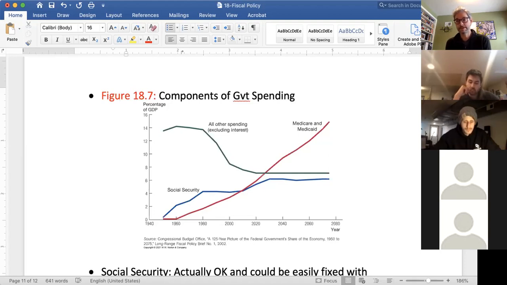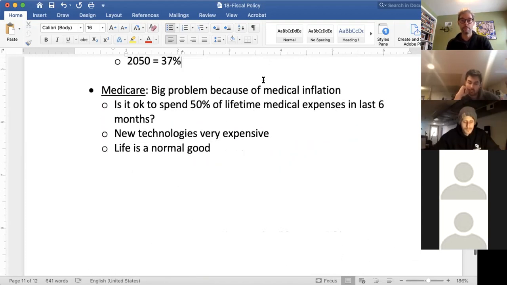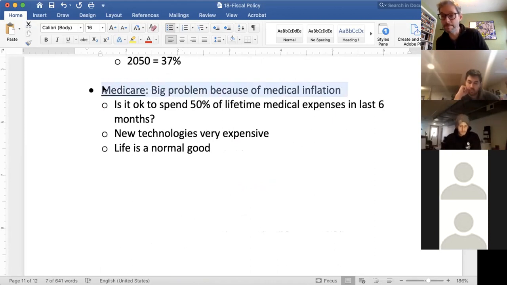Medicare is driven in part by demographics, but also something at least as important, and that is the problem of healthcare inflation, or medical inflation. The biggest problem in Medicare, I don't know if it's the biggest, but it is certainly right up there with our changing demographics, is this problem of medical inflation.